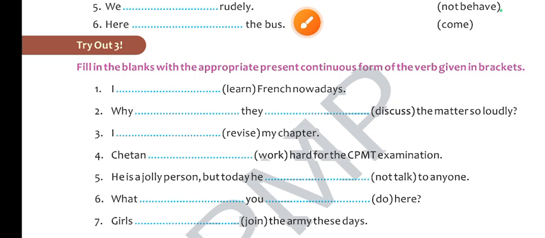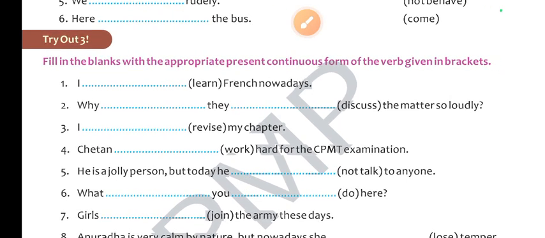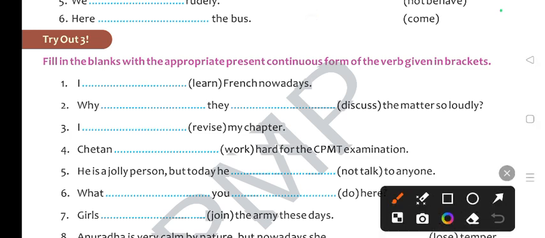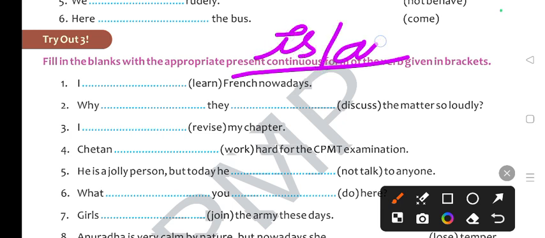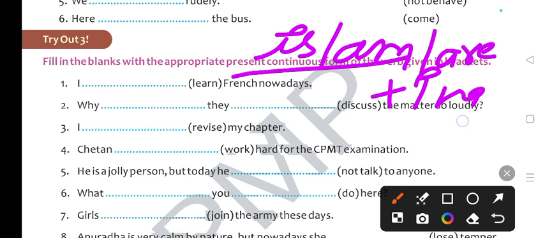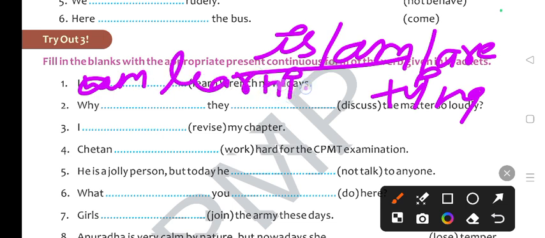Now fill in the blanks with the appropriate present continuous form of the verb given in the brackets. For example, this is present continuous tense. So what is the helping verb of present continuous tense? Is, am, are plus verb ing form. Very simple. So with I we will use here I am. Okay, so I am learning French nowadays.